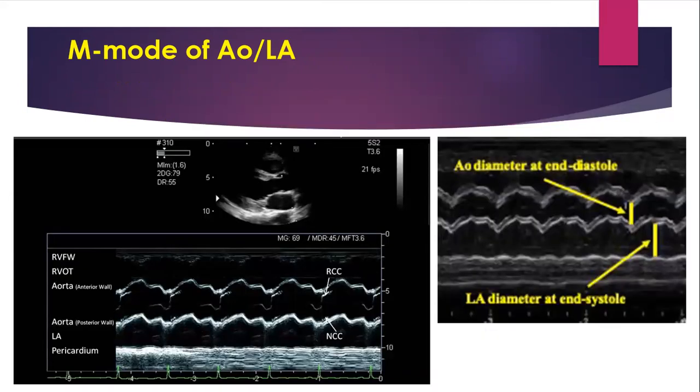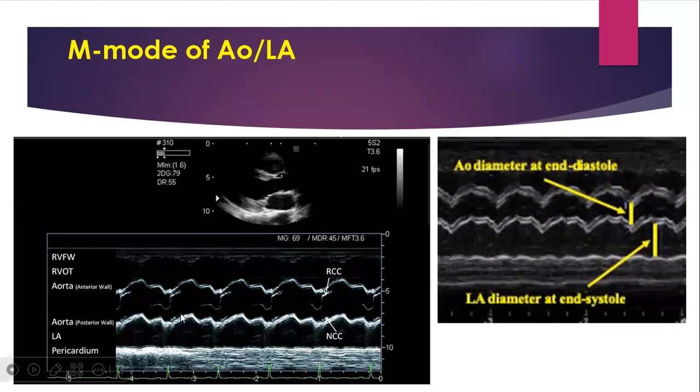In this case, you will be able to get the aortic diameter at the end of diastole and the aortic diameter at the end of systole. This is the aorta. This is the left atrium. This is the aorta. This is the end diastolic, and this is the systolic phase. Okay, this is the diastolic, this is the systolic phase. So you are able to get these diameters at that point.